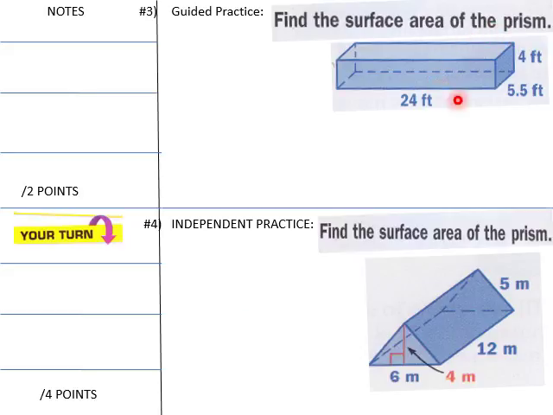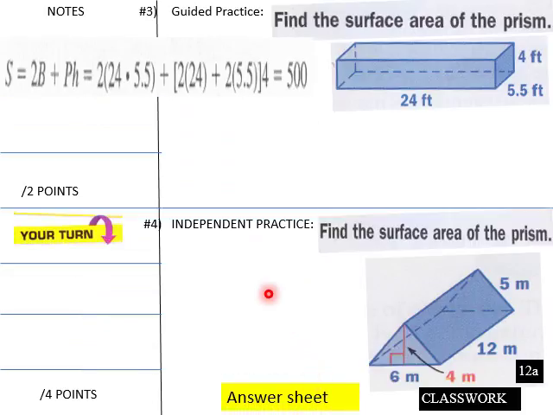Find the surface area of this prism, another rectangular prism, and then there would be a triangular prism down here for you. So we're going to do our rectangular prism up here, and our solution to that is surface area equals 2B plus PH. So we have our P here, our length around one of the bases. Then we have our base of 4 times 5.5, which would be here. We have 2 of those.